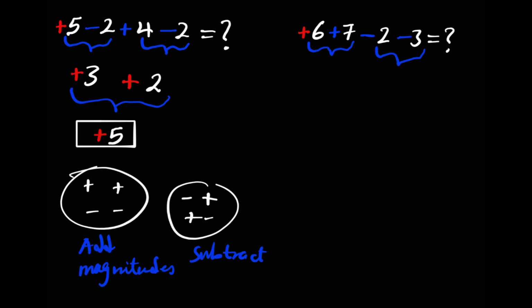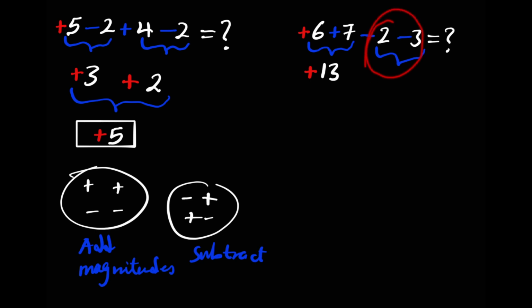Now we have plus 6 plus 7. So this is a case where we have the same signs, right? That is this case, plus plus sign. So what should we do? We add the magnitudes, because it is addition, right? So 6 plus 7 is how much? That is 13. And the sign is plus, positive sign. Because we have positive, we just maintain the sign. When the signs are the same, we add the magnitudes, maintain the sign. Okay?